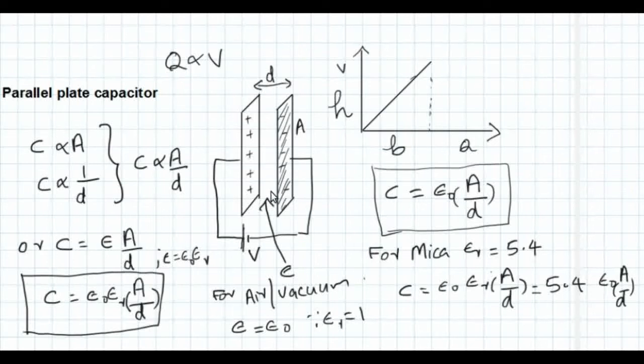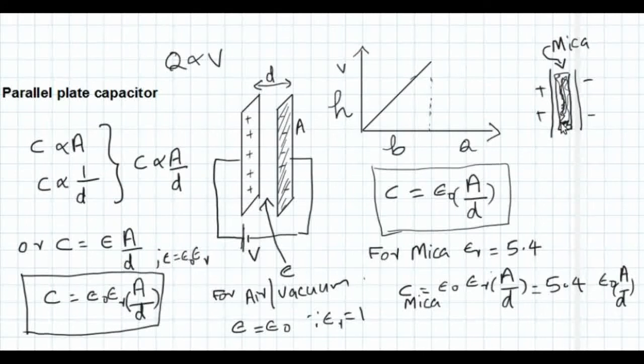So when we take dielectrics with higher and higher dielectric constant, we can see that the capacitance of this capacitor will increase gradually. So for mica, you can see the capacitance is 5.4 into epsilon 0 into A by D. Not only mica, we can fill the space between the two plates with different dielectric materials. So this is how we are placing the dielectric between the two plates. And if this is the dielectric, for example mica, then its capacitance is 5.4 into epsilon 0 A by D.